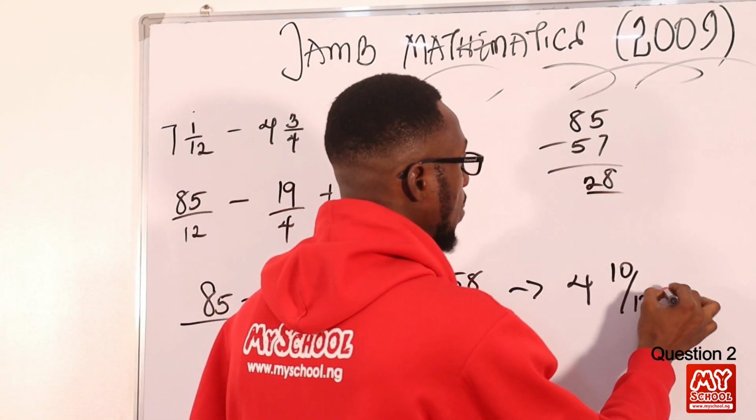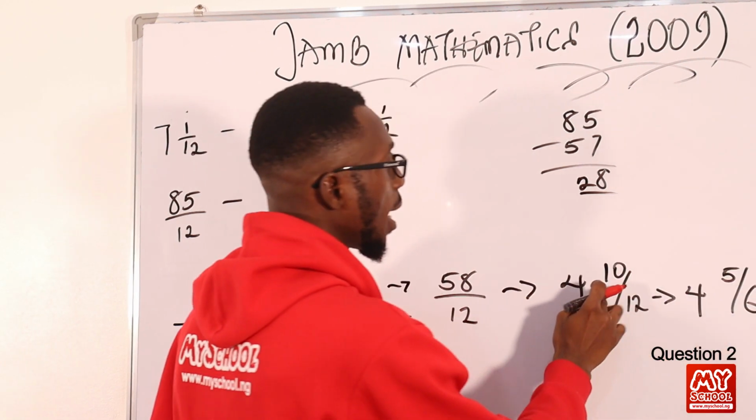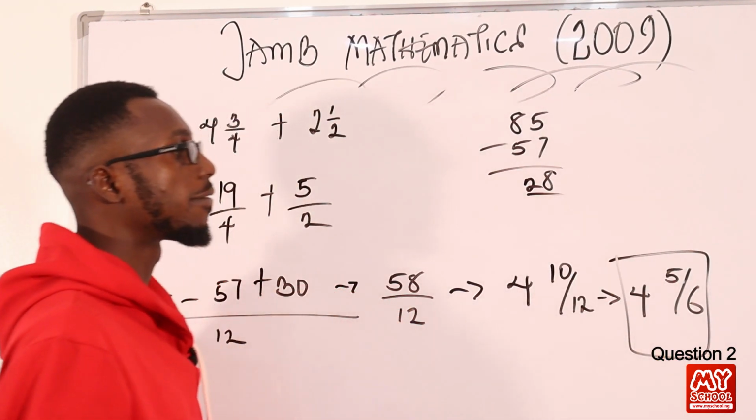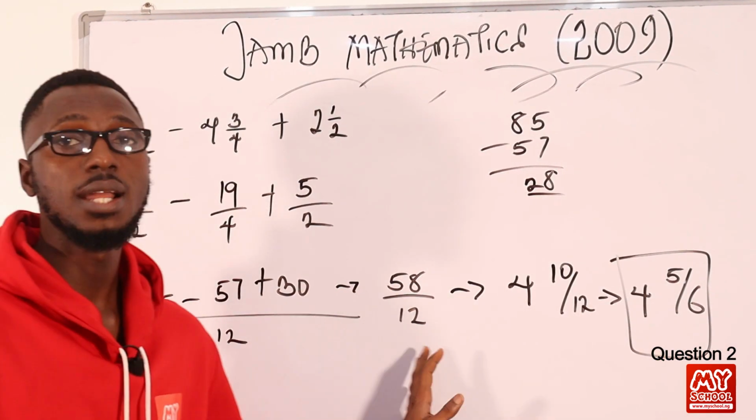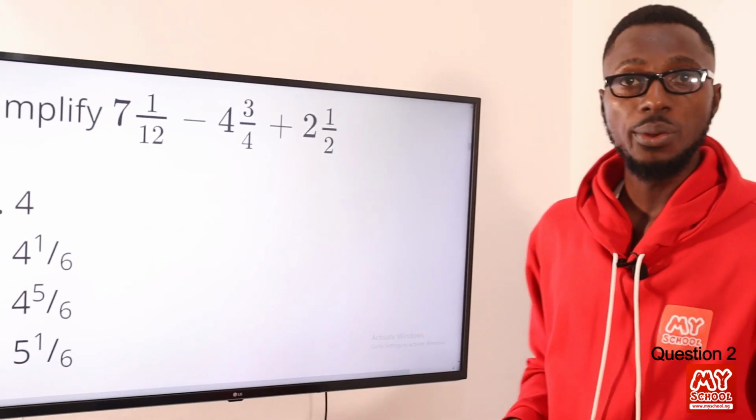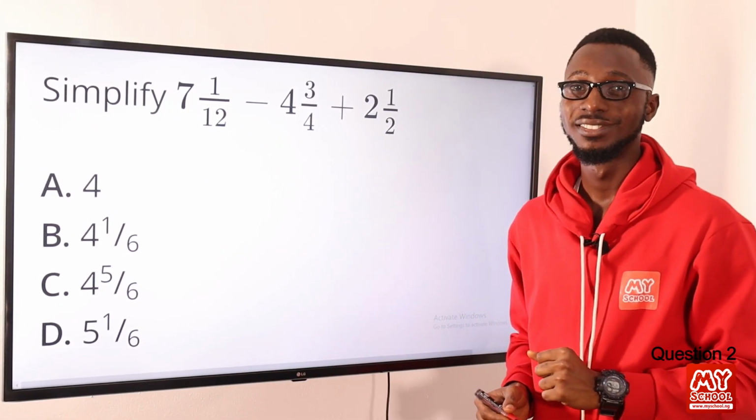I can still further simplify, saying 4 whole number 5 over 6, because 2 here gives 5, 2 here gives 6. So let's hunt for 4 whole number 5 over 6 or 58 over 12. Where do I have that? Very well, you can confirm with me, option C is the right option.